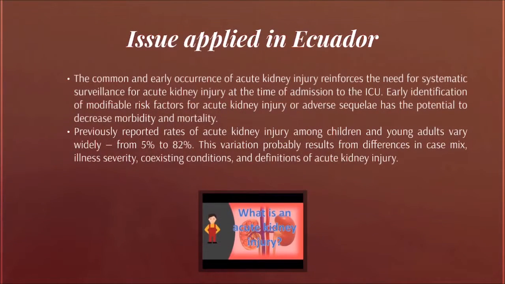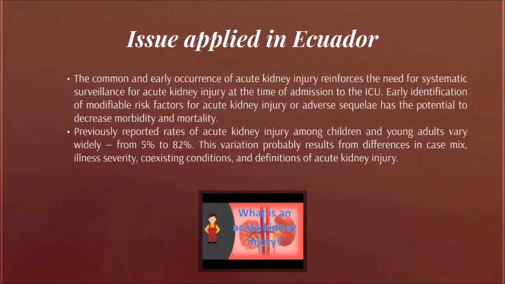The common and early occurrence of acute kidney injury reinforces the need for systematic surveillance for acute kidney injury at the time of admission to the ICU. Early identification of modifiable risk for acute kidney injury or adverse sequelae has the potential to decrease morbidity and mortality.